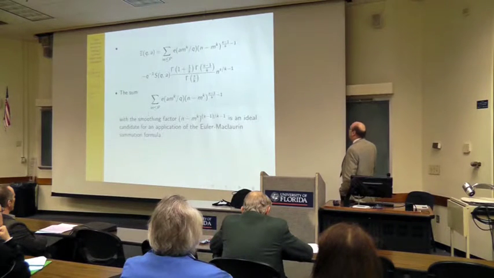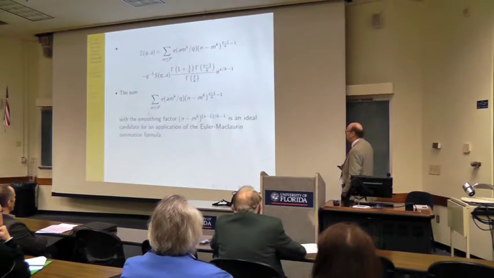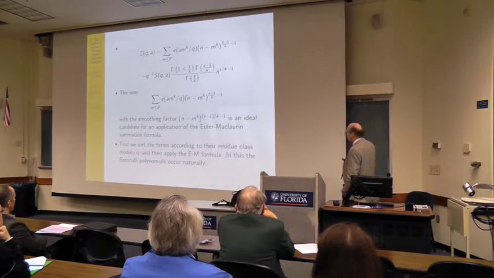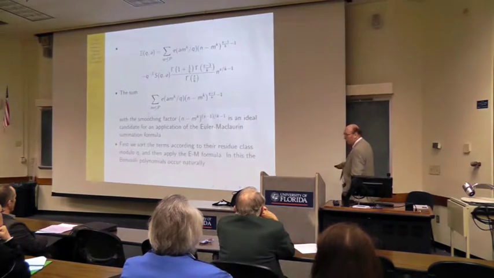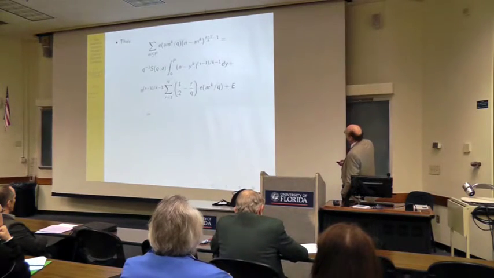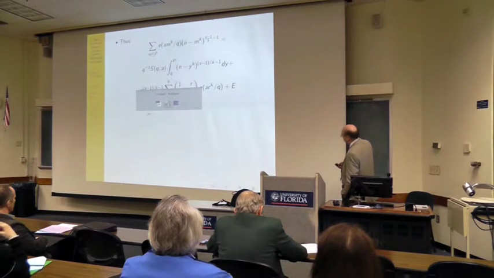There are various ways of tackling this, but the first thing to try is the Euler-Maclaurin summation formula. You sort the terms according to residue classes, and then in each residue class you apply the Euler-Maclaurin summation formula. And of course, the Bernoulli polynomials occur naturally in that formula. You just take the first term in the expansion, and what you get is your favorite Bernoulli.